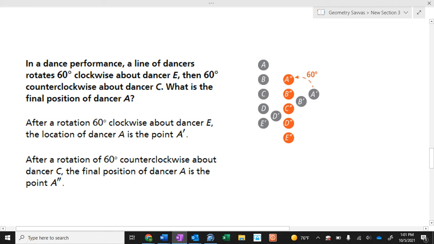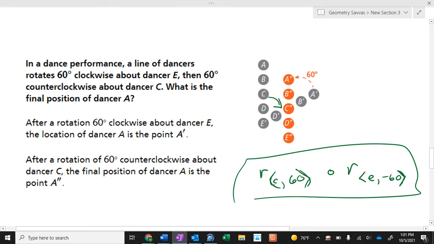So that's how you write a composition of transformations. So for this one, how do we write it? Well, first, we rotated clockwise around E, so we rotated around E negative 60 degrees. And the second one that we did, we rotated around C 60 degrees back. Okay, so that's the composition of rotations.